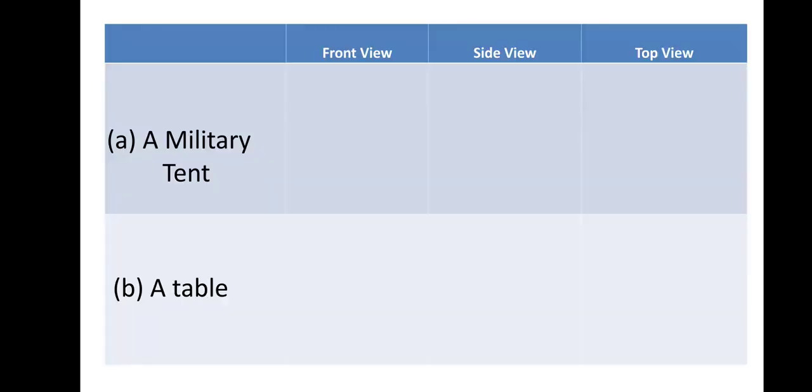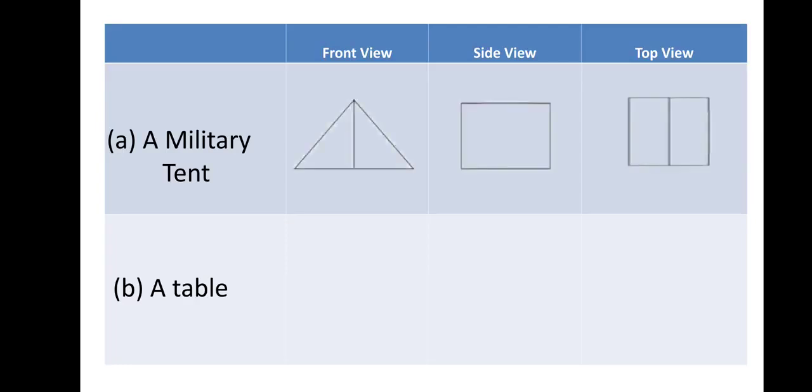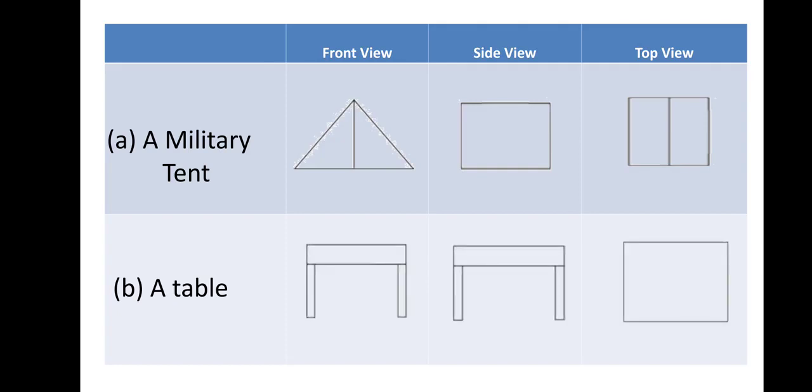So for the first, the military tent, the front view will be this, 2 triangles you will be able to see. The side view will be this, a sort of rectangle. Then in the top view you will be able to see the edges, and it will look like this. For a table, these will be the front view, side view and top view. The top view will definitely be a rectangle. If you look at the table from the top, obviously the top of a table is a rectangle. Likewise, I hope you will be able to make these front, side and top view figures.